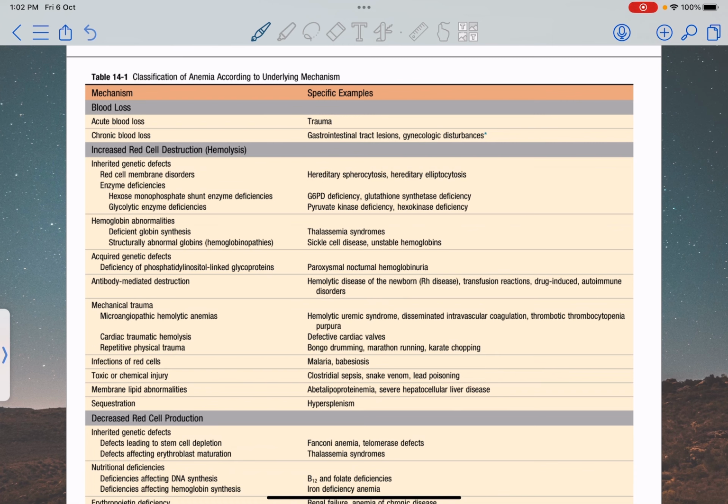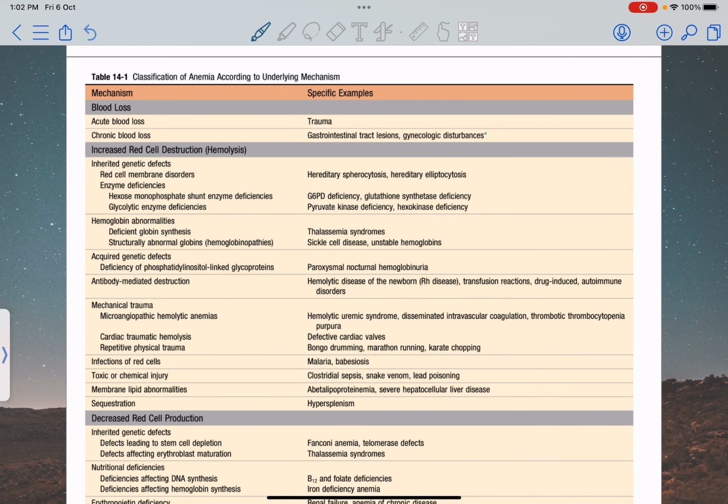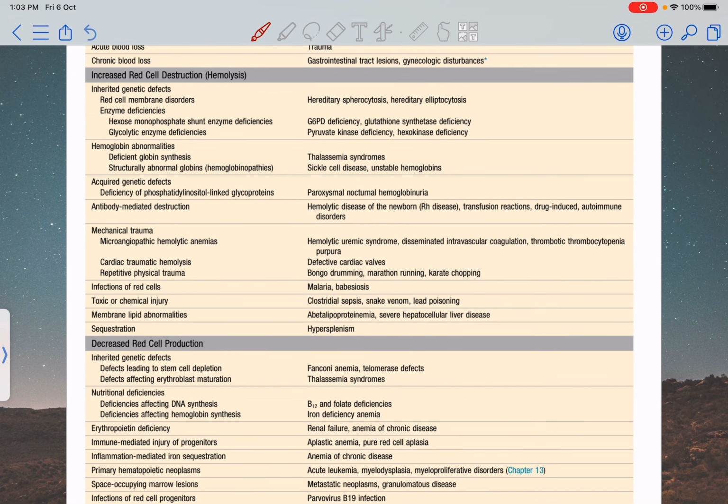Now, acute blood loss and chronic blood loss are two ways we lose blood. Acute, the immediate cause will be trauma, and chronic, this is GIT bleed, GIT lesion, gynecological disturbances. All this can come in the long term because they're not immediately detected. Usually endoscopy is done in case of GIT lesions.